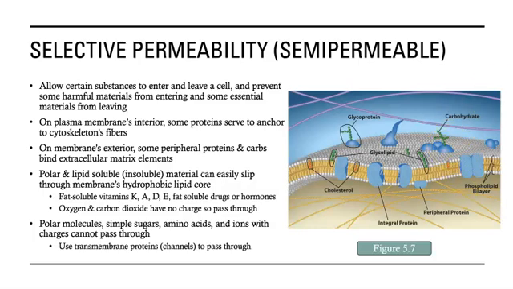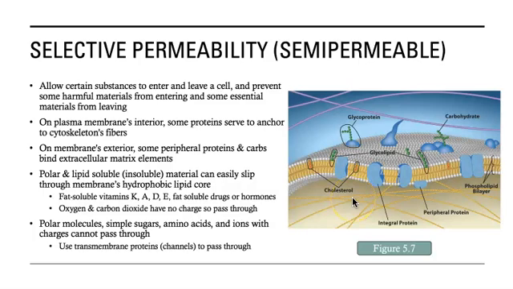On the external surface, we are going to have those peripheral proteins and the carbohydrates that we discussed that can also bind to some of these extracellular matrix elements. So now that we kind of get an idea of the structure here, we can discuss the molecules that are going to pass through or not.